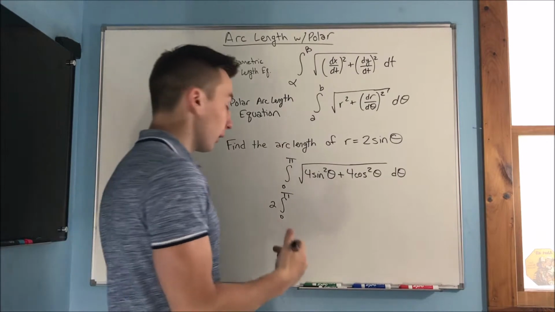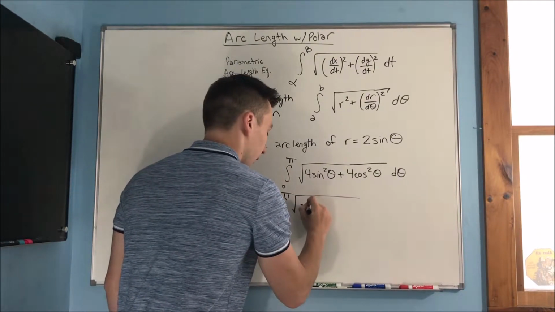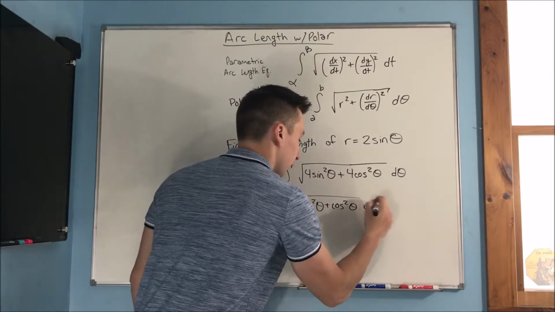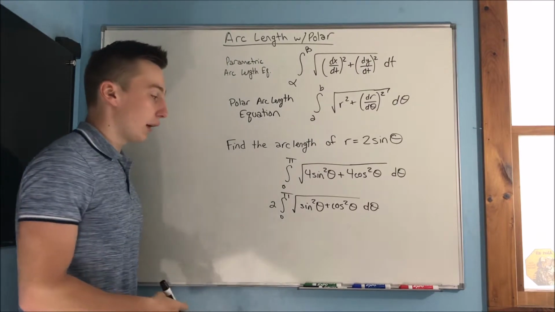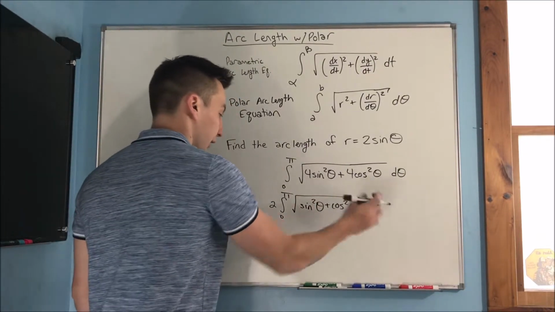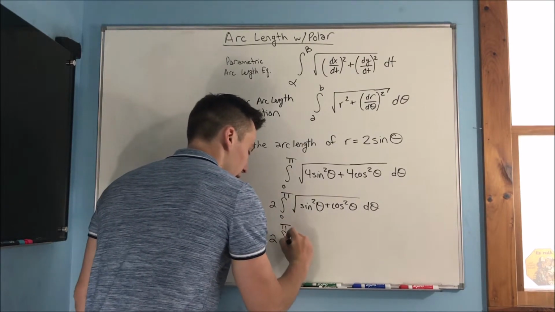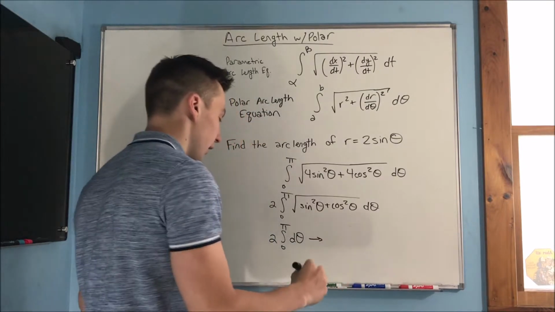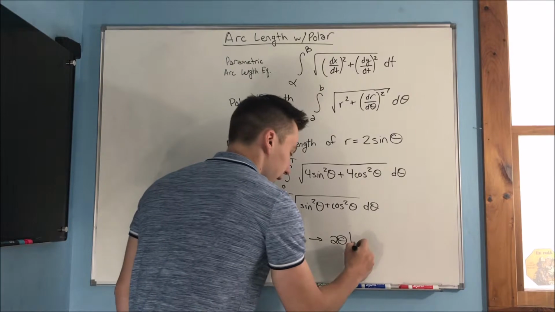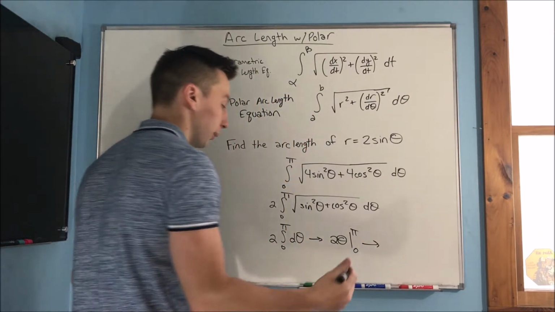To the integral from 0 to pi of, now you're just left with sine squared theta plus cosine squared theta d theta in the radical. So you can just say that your integrand is just d theta. So 2 times the integral from 0 to pi of d theta, which means that you are going to be evaluating 2 theta from 0 to pi, and that's going to give you 2 pi.